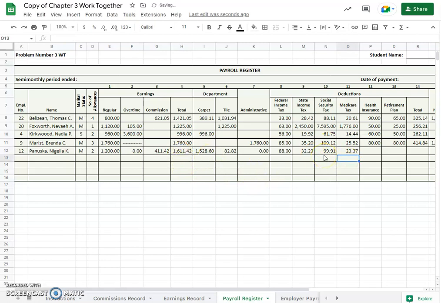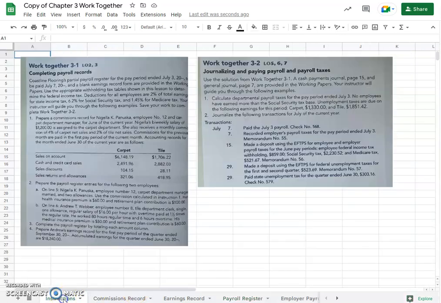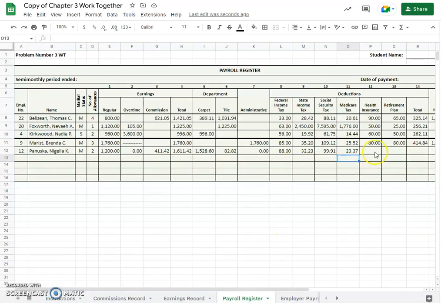So $99.91, and then $23.37 for Medicare. Instructions told us the health insurance, but I already forgot. Health insurance was 60, retirement plan was 100. So 60 here and 100 here.